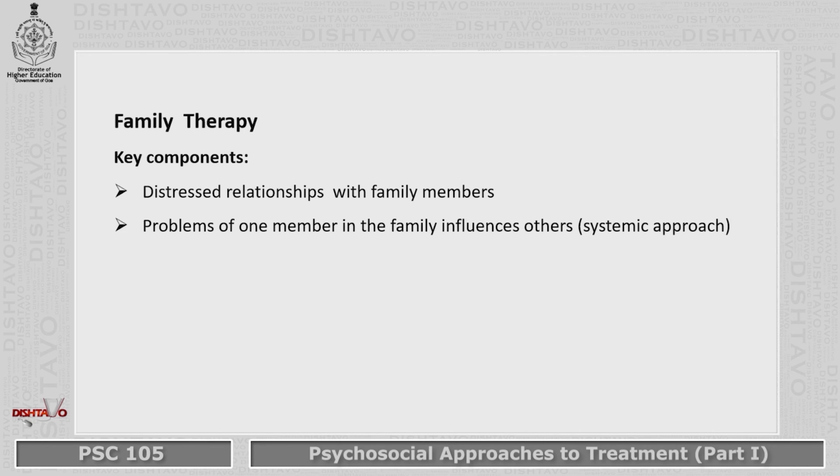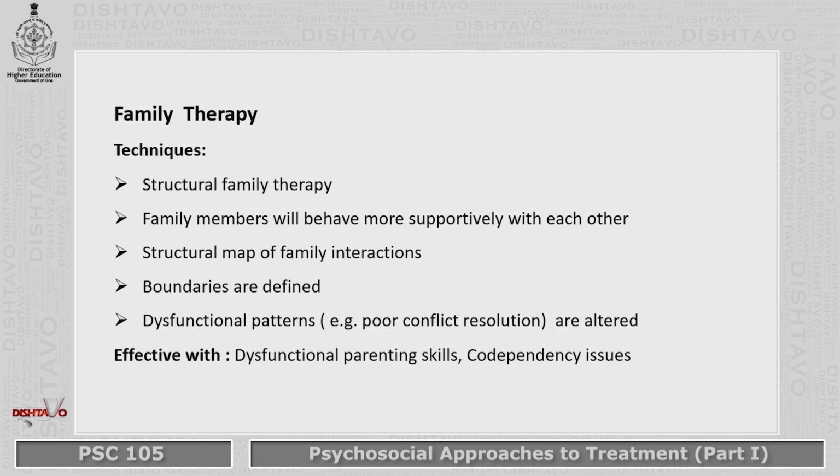Family therapy looks at distressed relationships with family members. Problems of one family member influence the others. Techniques are structural family therapy. Family members will behave more supportively with each other, and boundaries are defined. Dysfunctional patterns are altered. Classic cases are those affected with codependency issues.